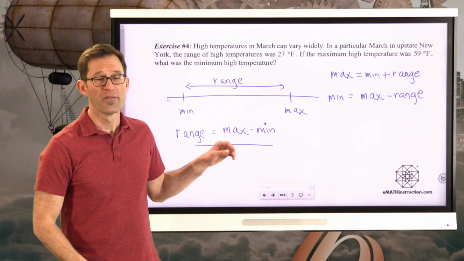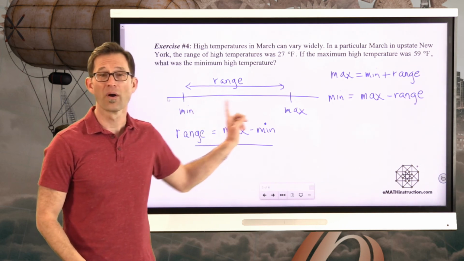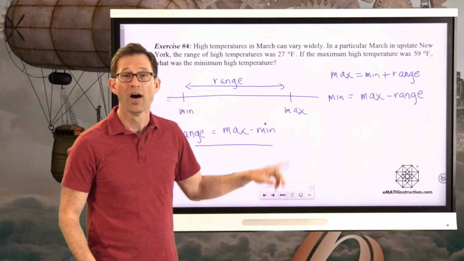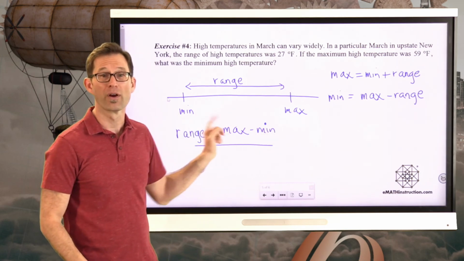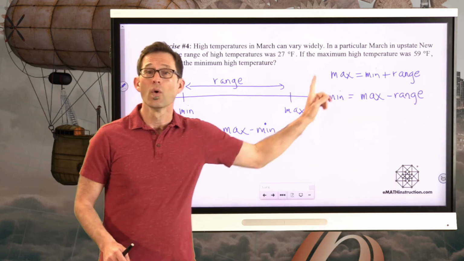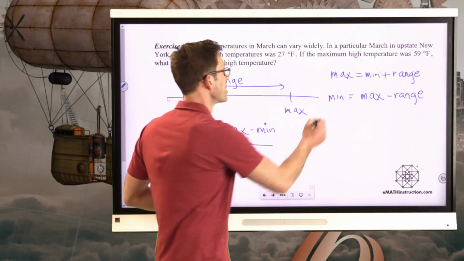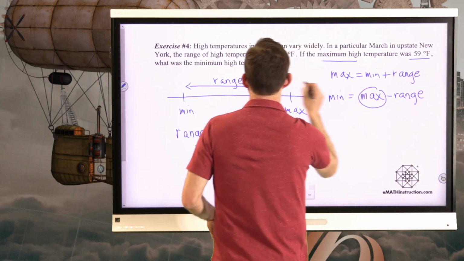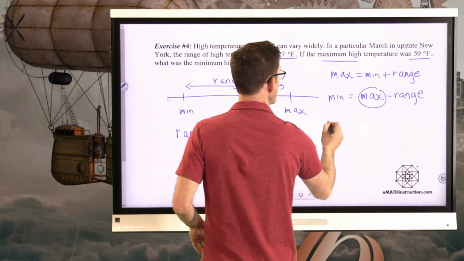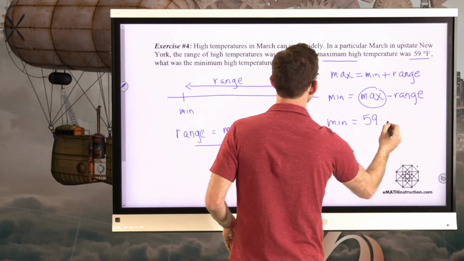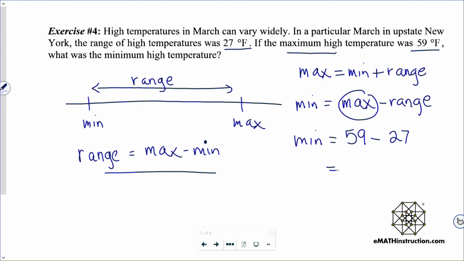So if I'm sitting right here on a number line and I want to be over to here, then I'll take this and add the distance between them. On the other hand, if I'm here and I want to be over here, I'll take this and subtract. Well, what do we know? We know that the maximum is 59. We know that the range is 27, so the minimum is going to be the maximum minus the range. So the minimum had to be 32 degrees Fahrenheit.